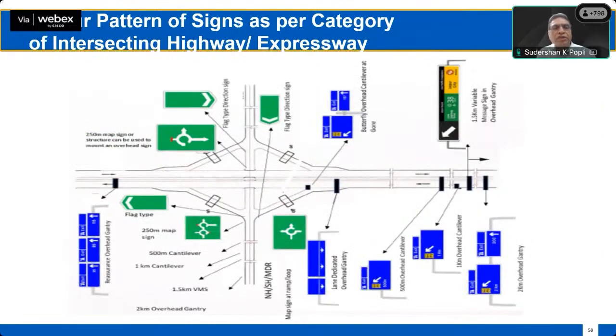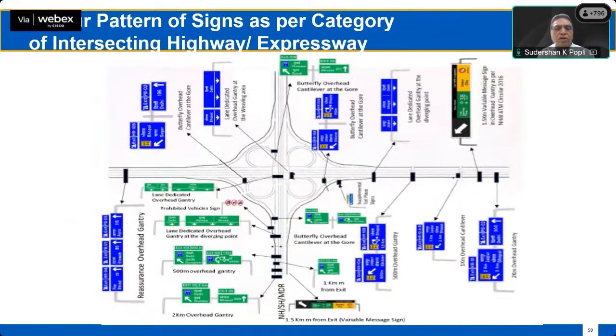Then the color pattern of the signs for the different categories on the grade separator. If it is expressway versus national highway, all the signs on the national highway are to be in green color, and on the expressway it is to be blue color. Then on this diamond interchange, the same pattern is shown, how you have to place different color signs at different locations.